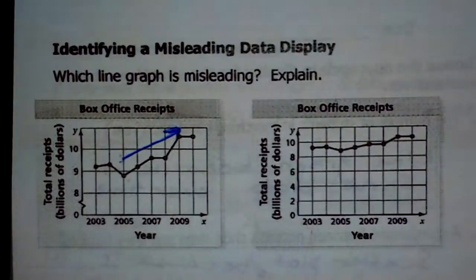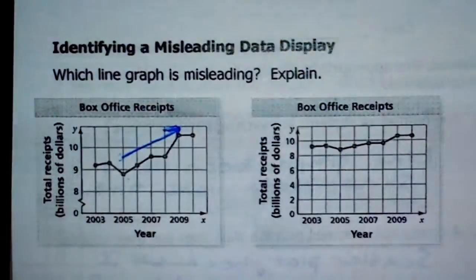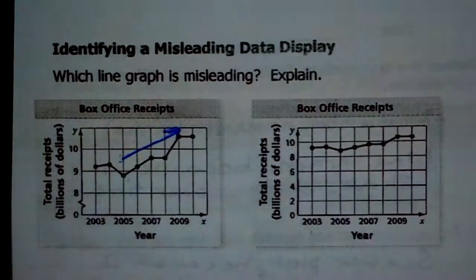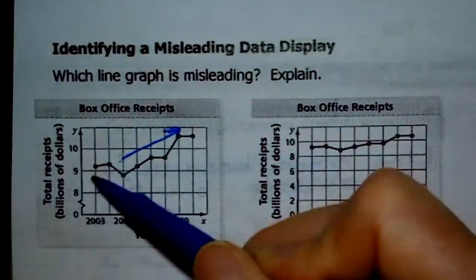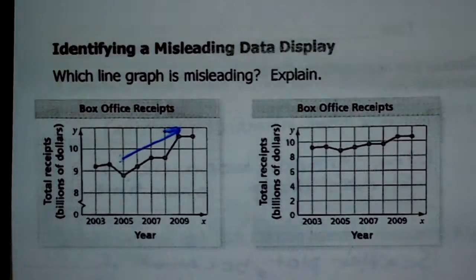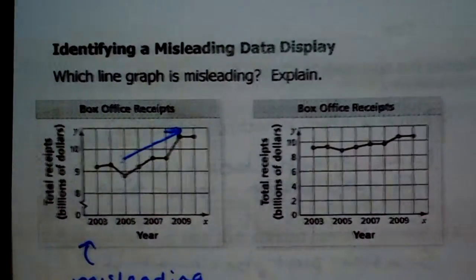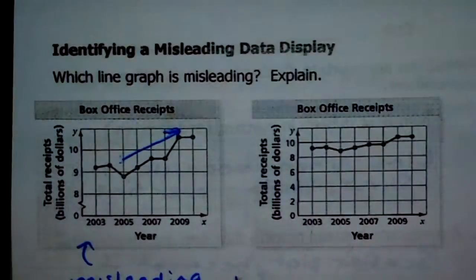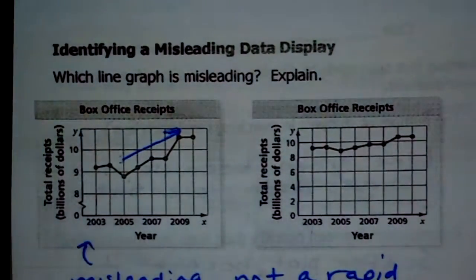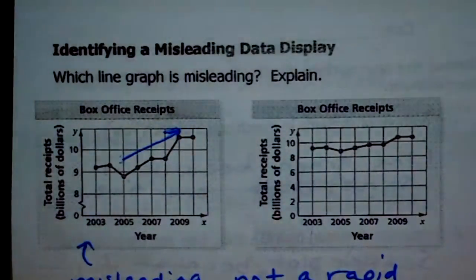What do you think? They made a break here and they stretched it way out to make it look like it's really increasing at a fast rate. But if we're just between 9 and 10, almost 11 here, that's not really that rapid of an increase. So this is the one that would be misleading because it makes it look like there's a rapid increase. But there's not really. There is an increase, but it's not like, wow, that's super fast.